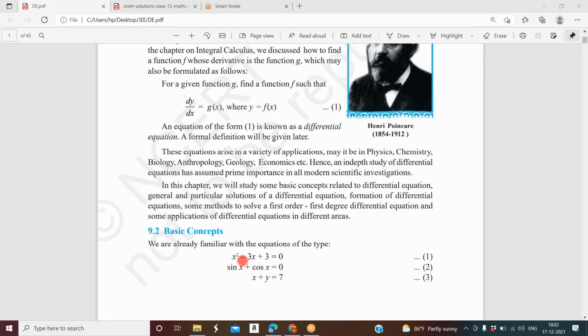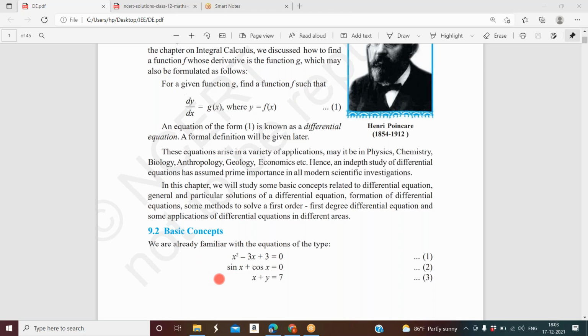It is an equation, right? It is an equation involving x. It's a quadratic equation. What type of equation is this? It's a second degree equation. x square minus 3x plus 3 is a second degree equation in the variable x. Here only one variable is involved. So it is a second degree equation or quadratic equation in x.